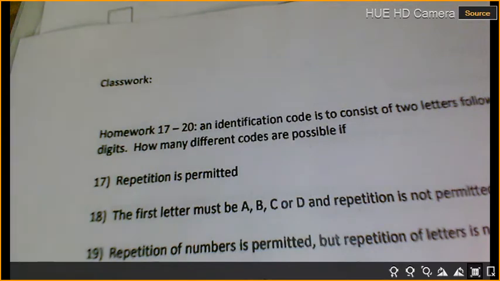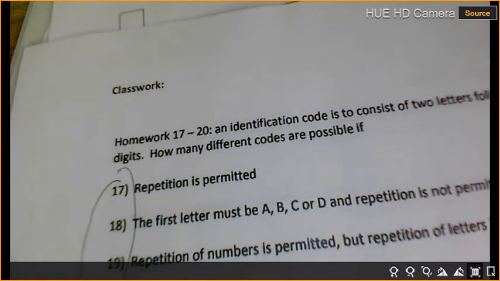So this whole thing, 17 through 20, I know it says classwork and then it says homework, but it's classwork. We're going to do it right now. 17 through 20.